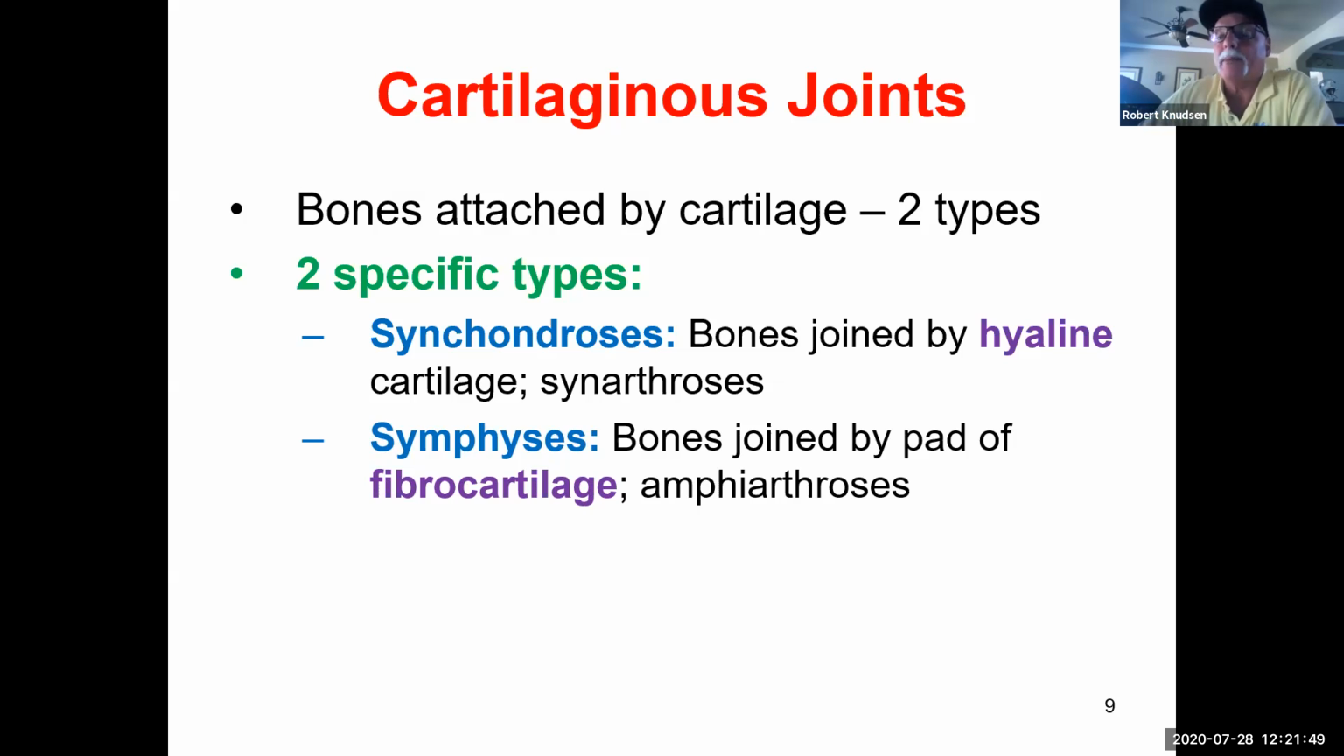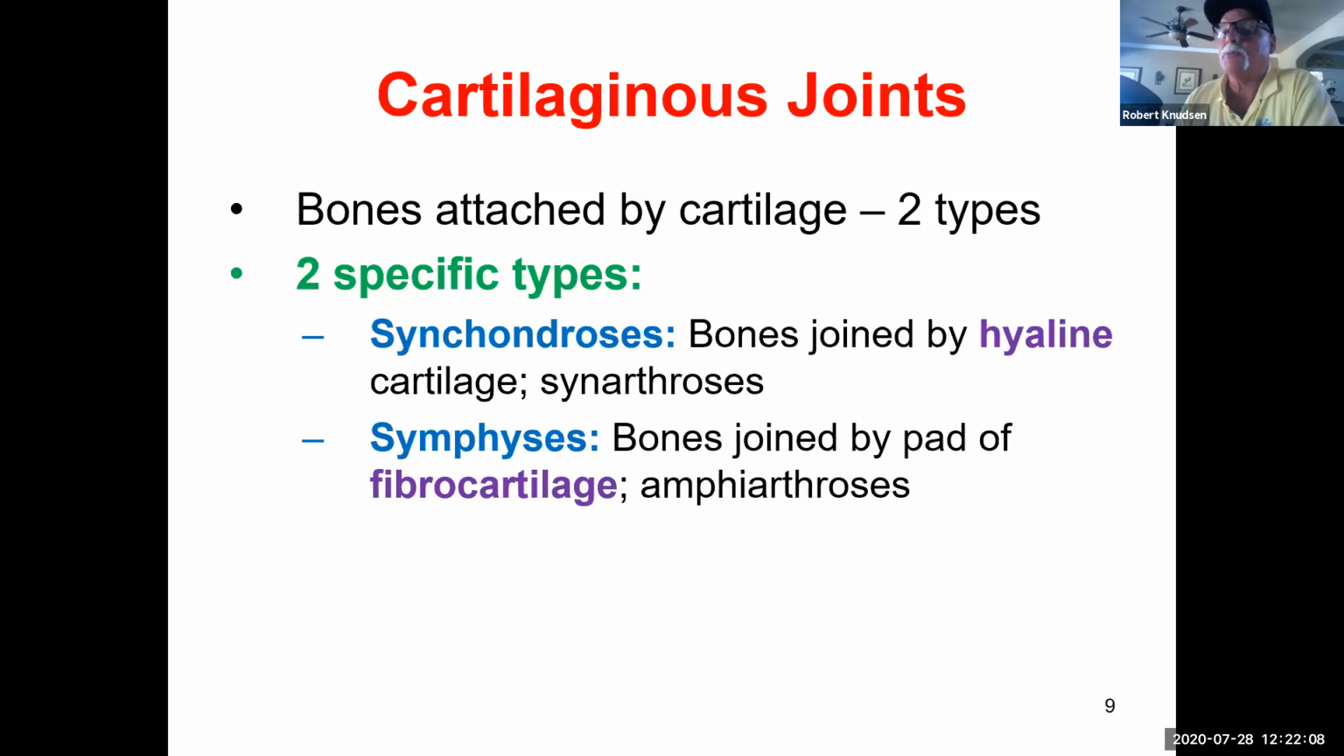Where the two innominate bones came together, in the pubis. We also found it in the vertebral discs. We also find it down in the knee. It's called a meniscus. Yes? Okay. Symphysis. When two bones are held together by fibrous cartilage, it's called symphysis.